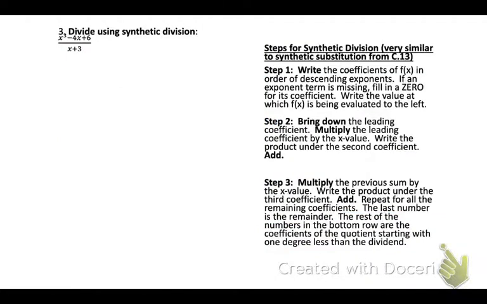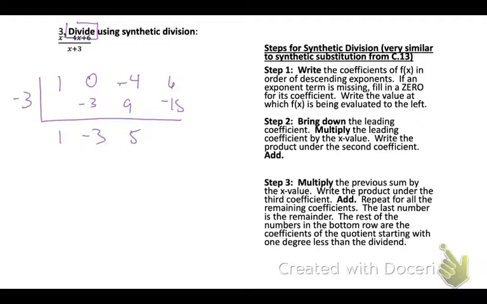Number 3, let's do another division problem. So we're dividing this cubic by this linear. We're going to pull off our coefficients. Notice we're missing an x squared term, so we put the 0 placeholder in. And with x plus 3, notice our k value will be the negative 3. So we use our synthetic division process, multiply diagonally, and add vertically.